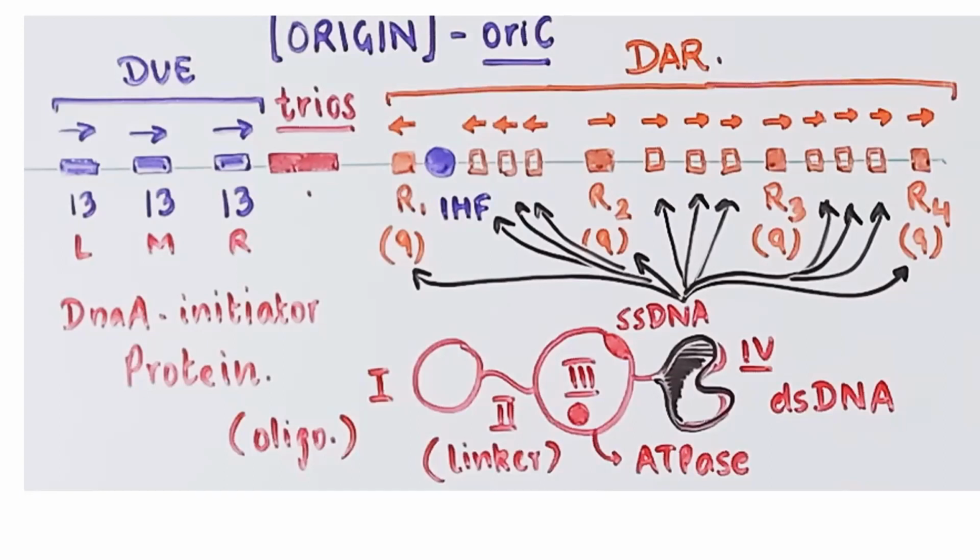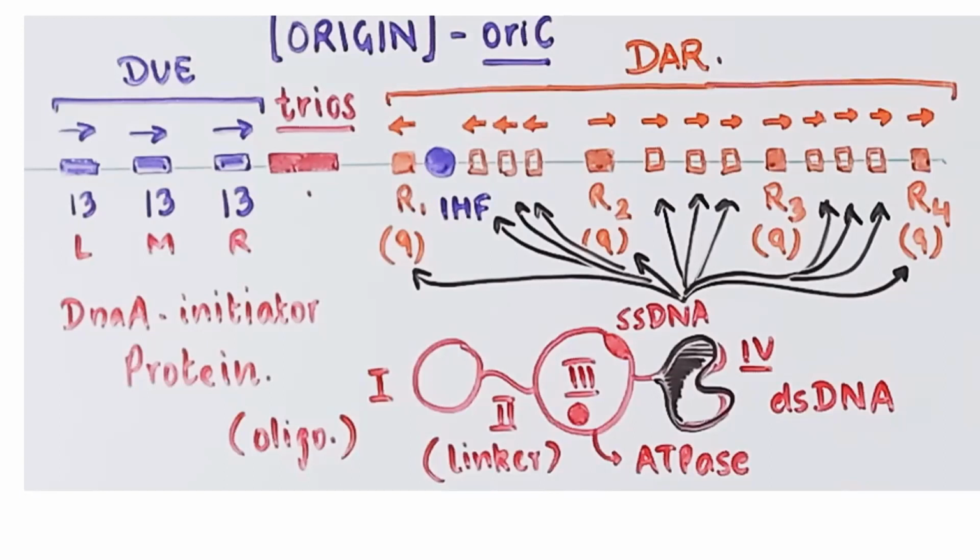Starting from R1 until R4, this entire section is called the DnaA assembly region. So the main parts of the origin are these 13-mer repeats in the DUE region, then the trios region and the DnaA boxes.